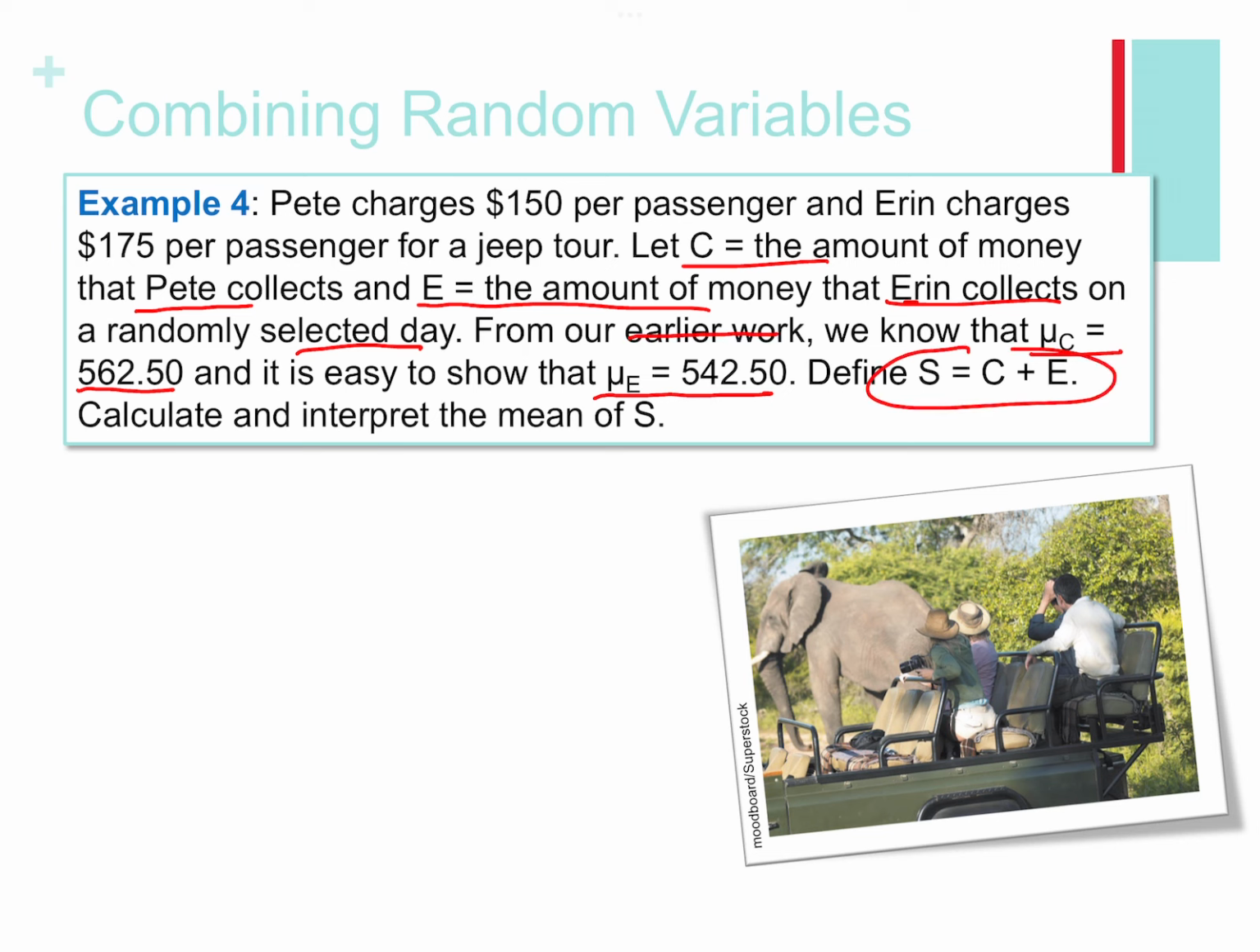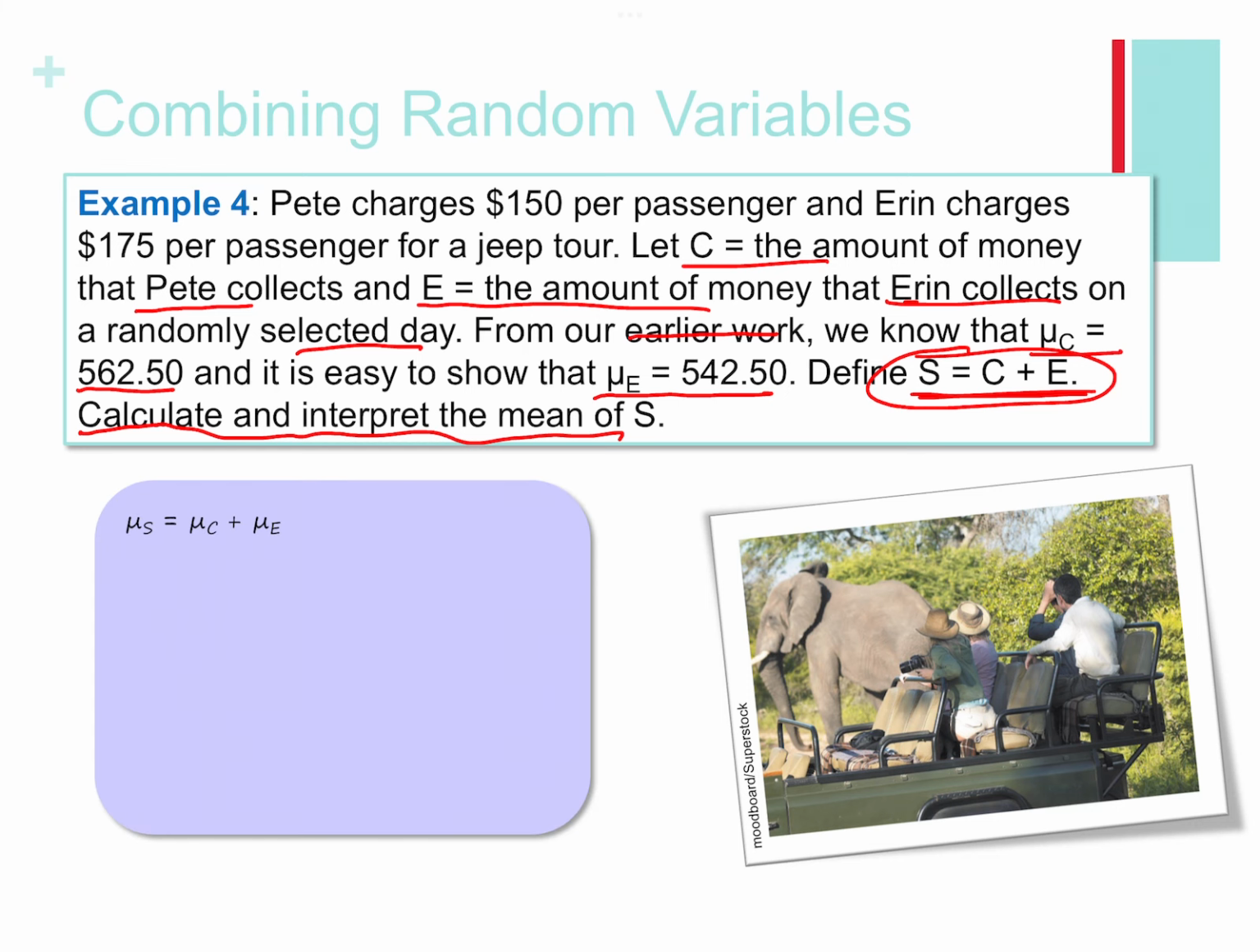We want to find the sum of the two amounts that they get per day. So my S is C plus E. We want to calculate and interpret the mean this time. So if my S is C plus E, that means to find my new mean, I just add them together. So add my two means together, which would give us $1,105. So that's easy enough to find.